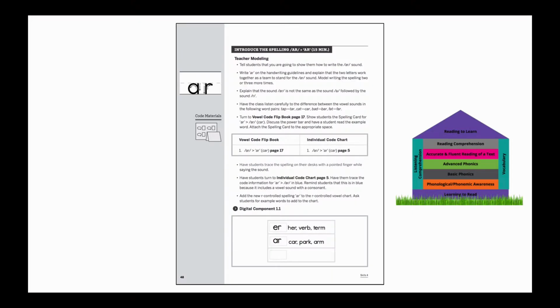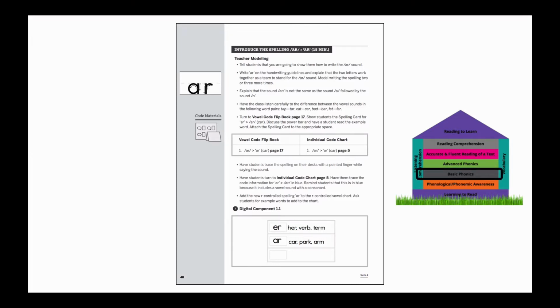The next portion of the lesson is where the teacher introduces the spelling AR for the sound R. The teacher models writing the spelling first for students a few times. The teacher explains that the two letters work as a team, which makes the A create a different sound. The students then listen for differences in the vowel sounds between words with the AR spelling and words with different consonants after the A. Students examine the spelling card and discuss the power bar to determine how common this particular sound spelling correspondence is. Students then highlight this spelling pattern in their individual code chart so that they can reference it later when reading and writing.